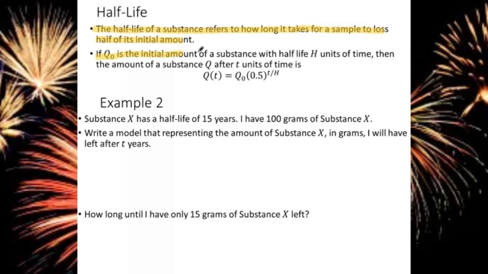We'll let Q sub 0 be the initial amount of the substance with a half-life of h units of time. Then, the amount of a substance Q after t units of time is Q of t equals Q sub 0 times 0.5 raised to the t over h. T over h would represent how many times our substance would lose half of itself. Because our substance is losing half of its material every h units of time, we're multiplying our initial value by 0.5 raised to the t over h.